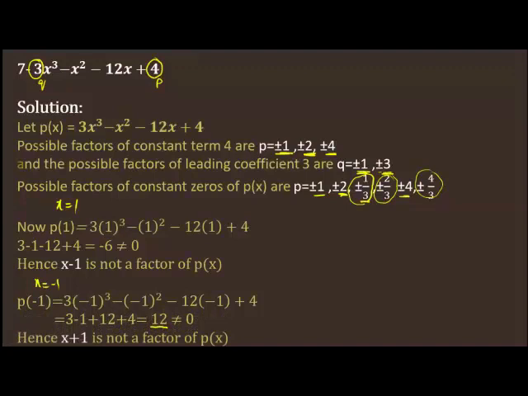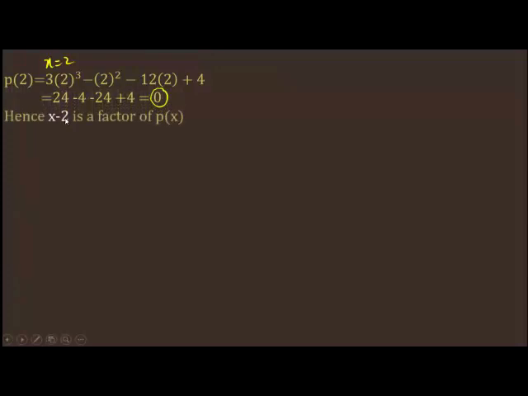Next, x is equal to 2. We will put x is equal to 2 instead of x. Then it gives us 0, so 2 is the root of the given polynomial. It means x minus 2 is the factor of the given polynomial. This is the first factor.